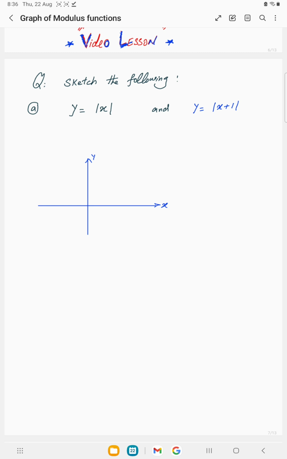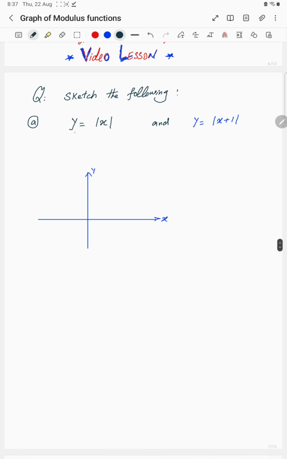Guys, the topic we are going to discuss today in this video is the graph of modulus functions. This is a simple case study, but we need to keep a few basic concepts of modulus in our mind, which we'll discuss here with a few examples. The question is: sketch the following modulus functions. The first one is y equal to modulus of x. What to do?